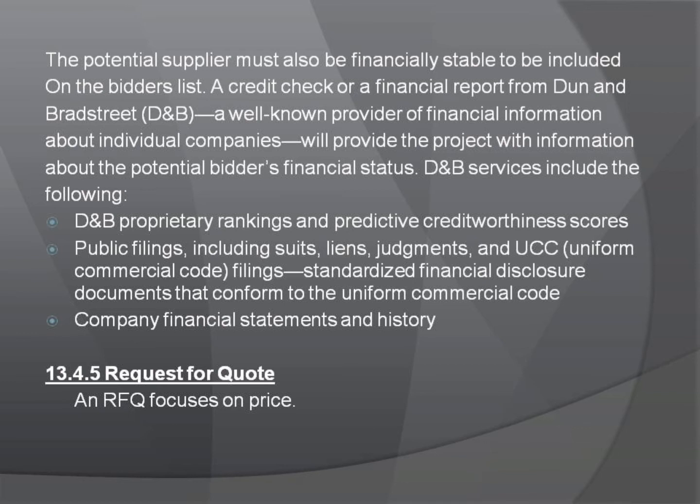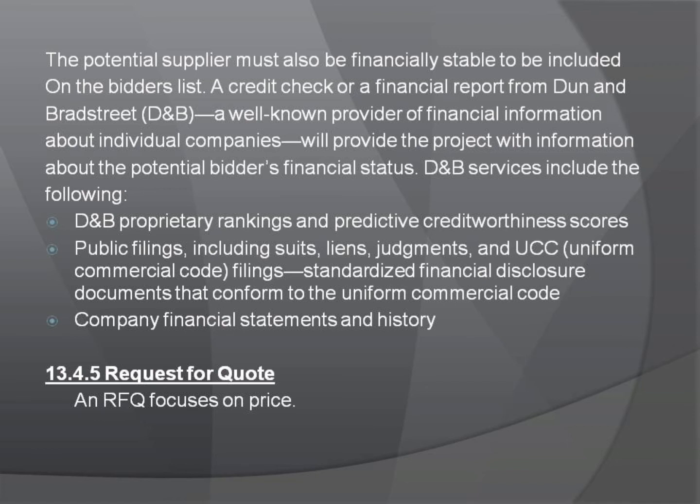First, D&B proprietary rankings and predictive creditworthiness scores. Next, public filings including suits, liens, judgments, and UCC, or Uniform Commercial Code, filings, standardized financial disclosure documents that conform to the Uniform Commercial Code. Third, company financial statements and history. RFQ focuses on price. The type of materials or service is well defined and can be obtained from several sources.